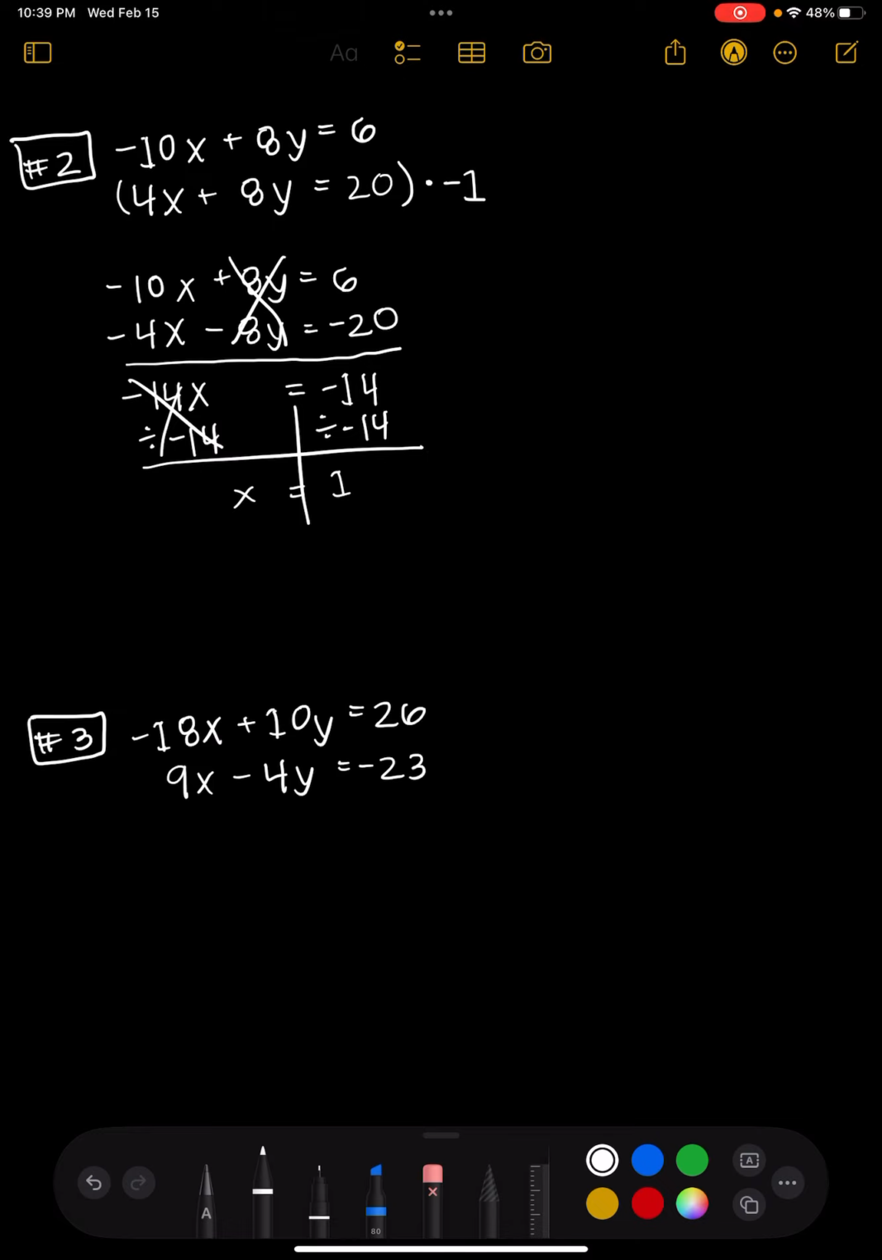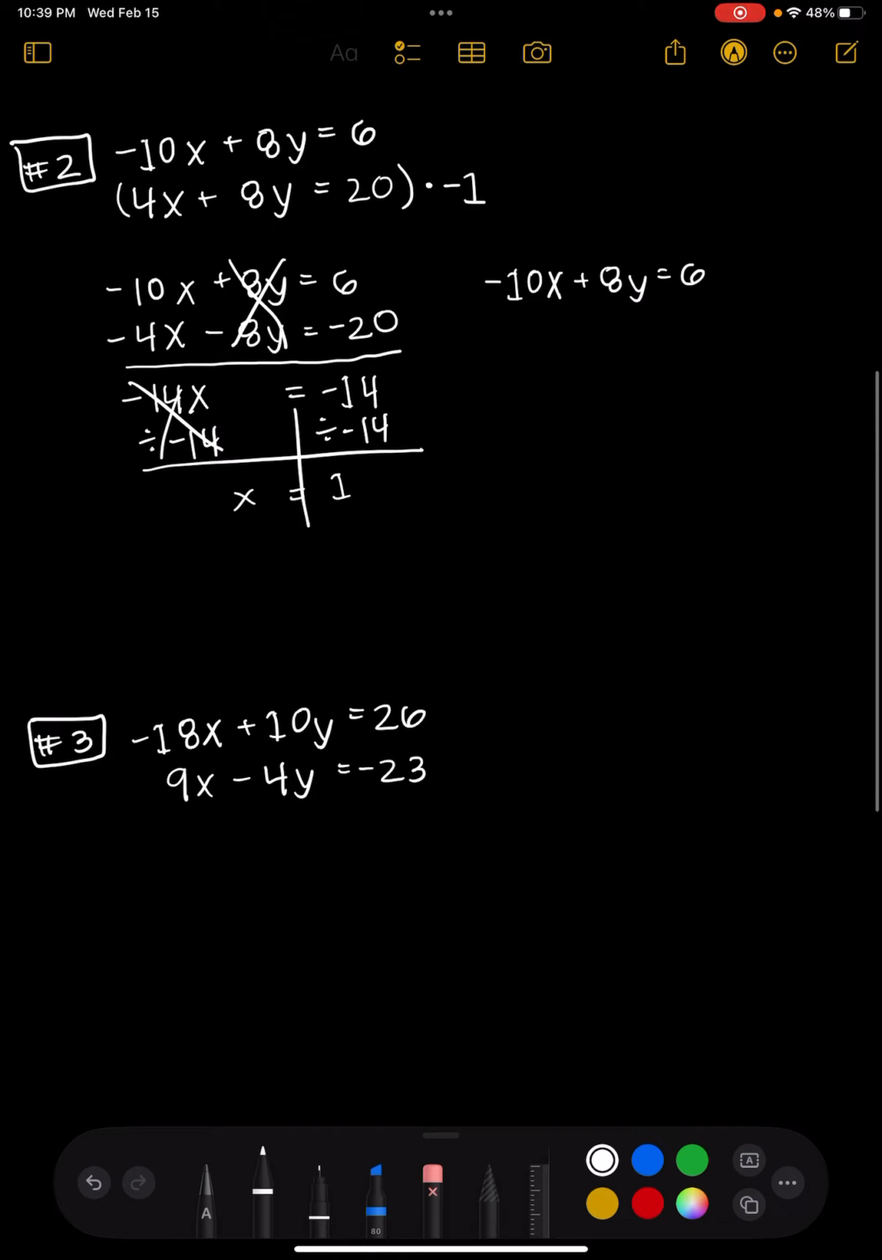To find the other half of the answer, we have to take one of our original equations. It doesn't matter which one, whatever one you think is easiest. So I'm just going to take the top one and replace the x with what I already know. So I know x is equal to 1, so I'm going to say negative 10 times, instead of x, 1 plus 8y is equal to 6. Well, negative 10 times 1 is just negative 10, so it's negative 10 plus 8y is equal to 6.